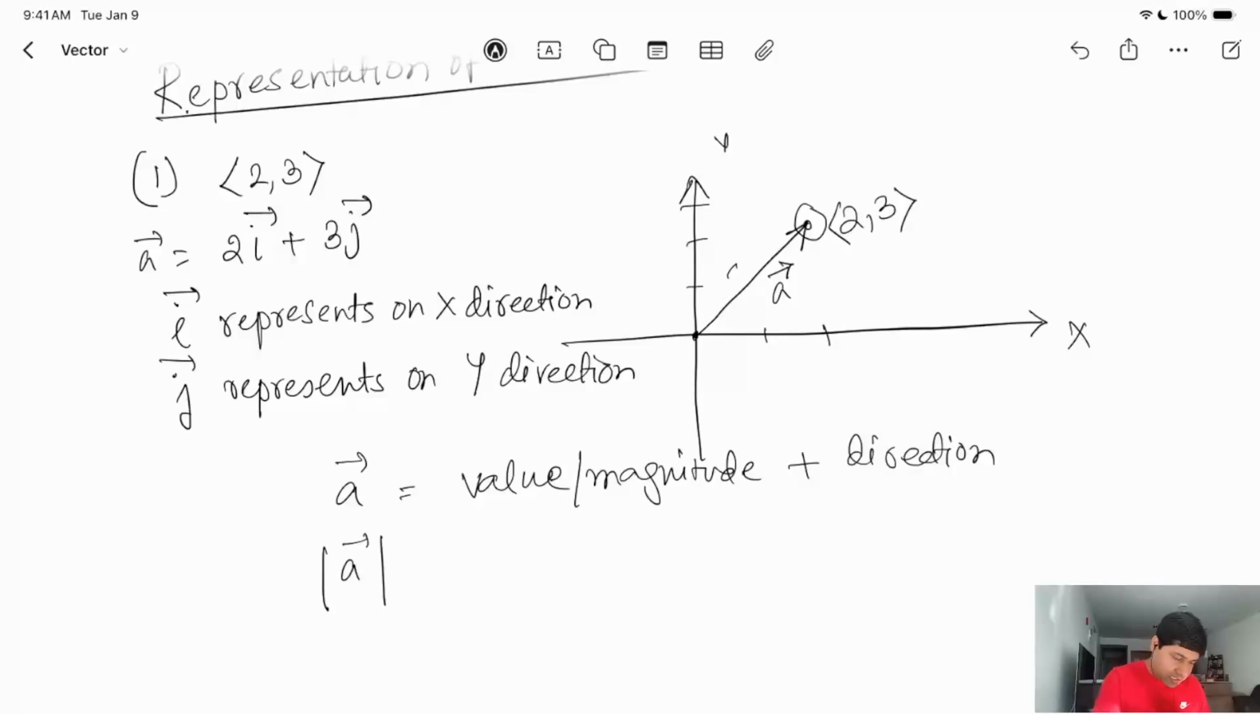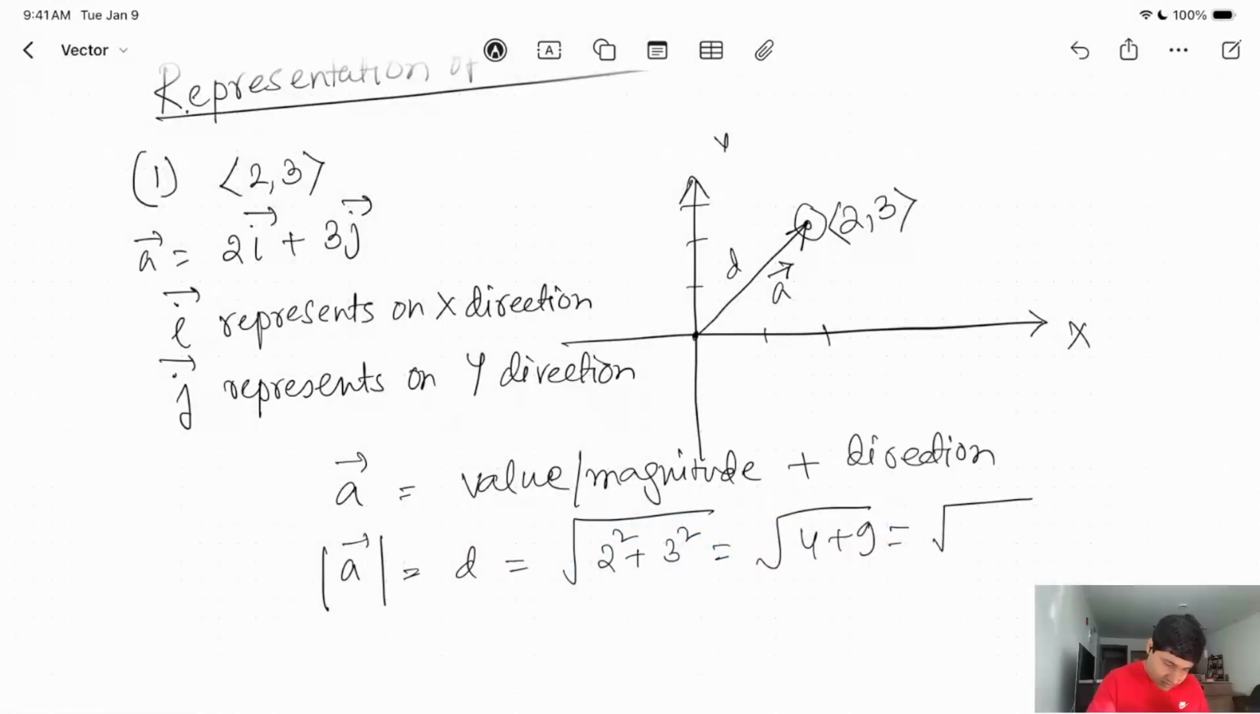We can easily apply the Pythagorean theorem, because we know the magnitude is nothing but the square root of 2 squared plus 3 squared, which is 4 plus 9, that is 13. So it comes to approximately 3 point something. Now that gives the real value, the magnitude of that particular vector.